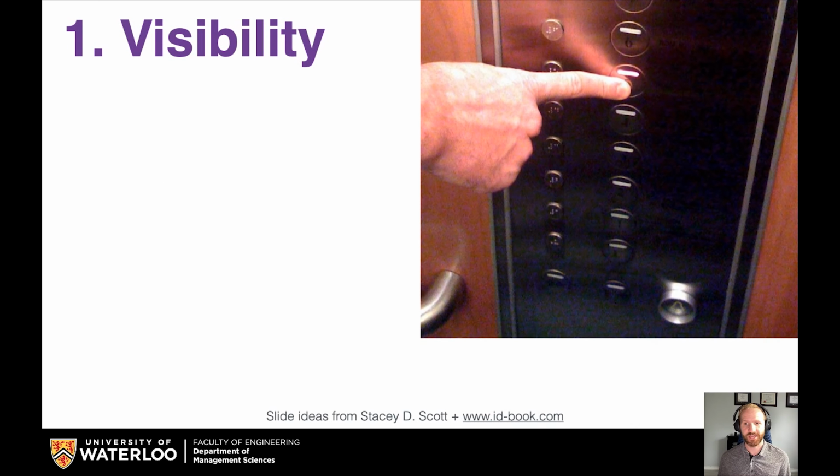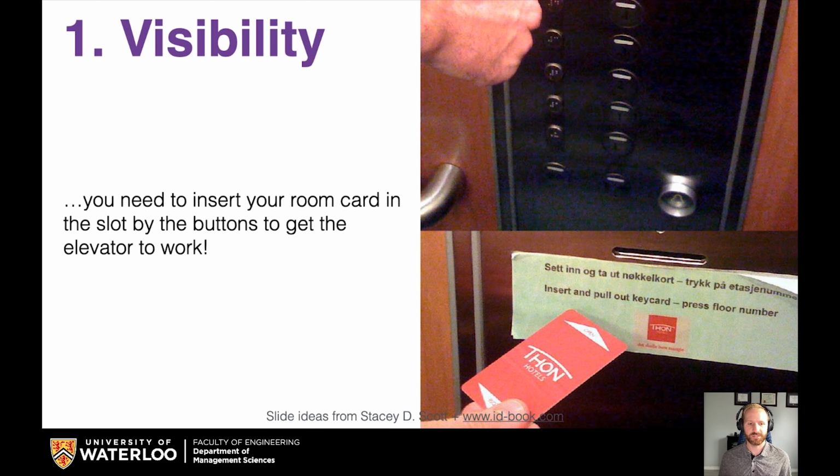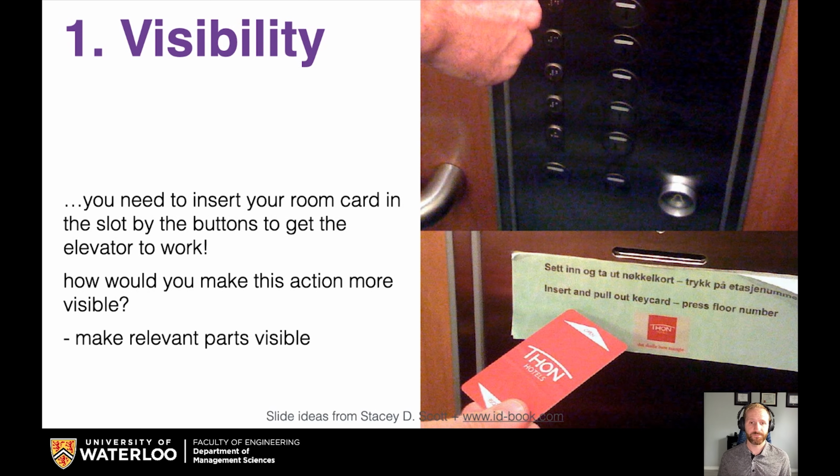And so if you scroll down a little bit, you can see that there's a key card where you insert and pull out the key card before touching the floor number. So you have to have that room card, and it's all the way at the bottom and very difficult to see. How would you make this action more visible? I would say you'd make the relevant parts more visible and make what has to be done obvious. You either put it higher up or you have it connected somehow to the buttons in a way that really makes it easy to know what needs to be done.